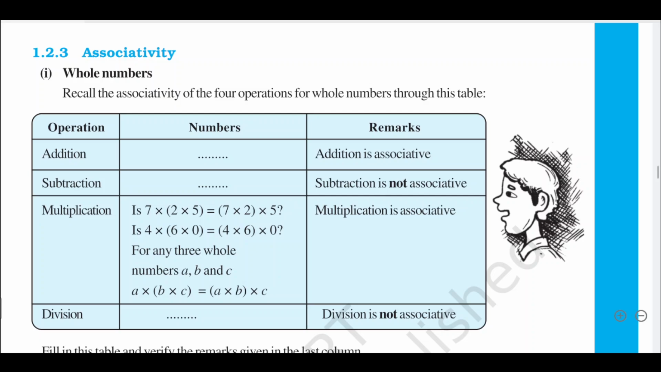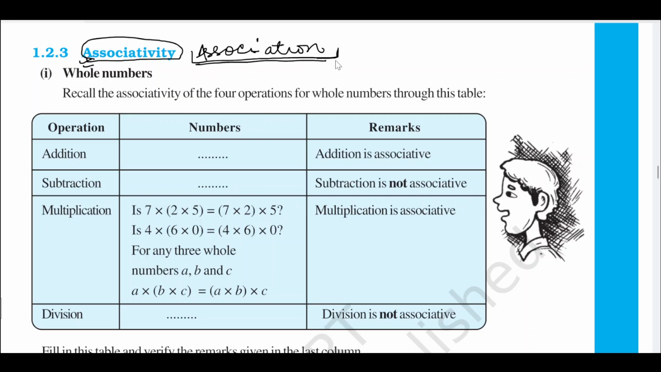Now, the next property that we are going to deal with is associativity. Associativity. So, first of all, we have to understand the meaning of what associativity means. If you want to relate this word associativity, you must have the word association. What is association? Association is basically grouping.